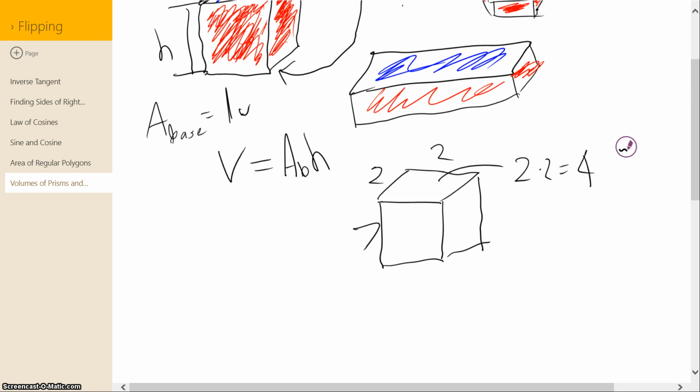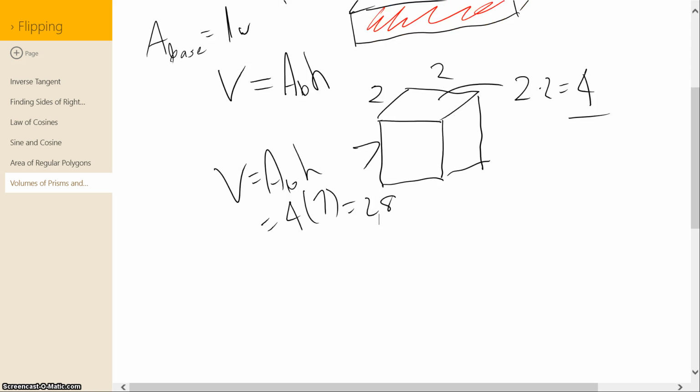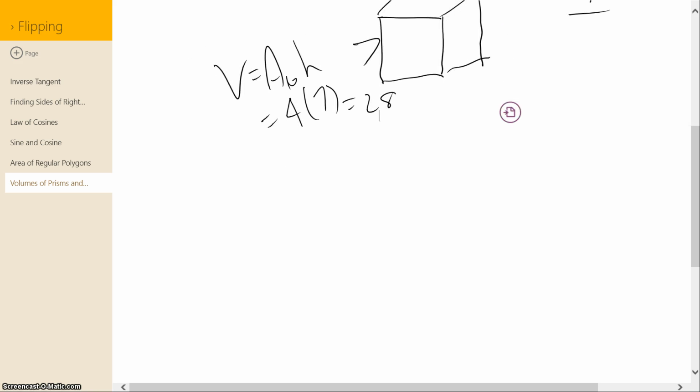And to find the volume of the whole thing, my volume is going to be my area of my base times my height. So volume would be, I'm going to plug in 4 for my area. I'm going to multiply this by 7, which is my height, which would be 28. That's it. That's our volume. And this works for anything. This works for a pentagon.